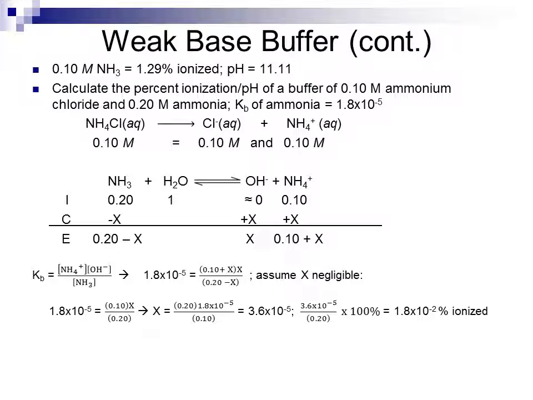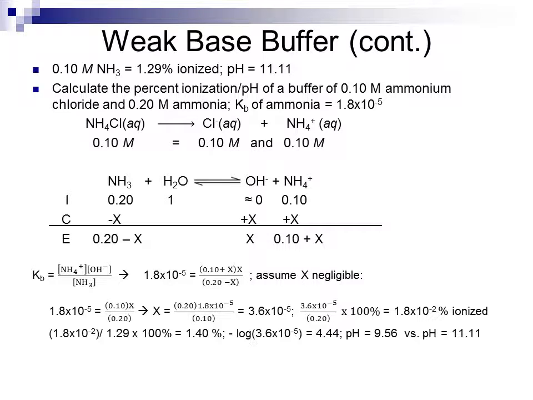As a percent ionization, divide that by 0.2. As a percentage, it is 1.8 times 10 to the negative 2 percent ionized. Comparing that to the initial ionization, it is only 1.4% of the initial ionization of the ammonia by itself.